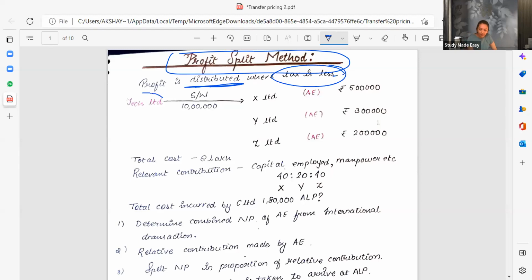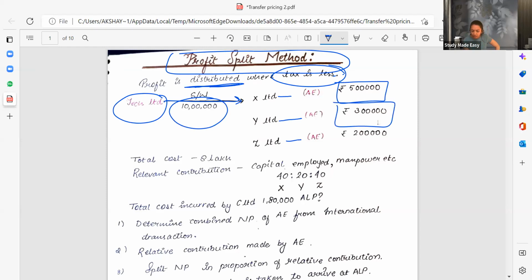Now this is Tech Limited, a company that manufactures what? Software. Software is manufactured by Tech Limited and overall sales price of the software is 10 lakh rupees. X Limited is an associate, Y is also associate, Z is also associate. That means they are all associates. They are just distributing the profit among themselves. 5 lakh, 3 lakh, 2 lakh. What have they distributed? They have distributed this revenue. 5 lakh, 3 lakh, 2 lakh revenue they have distributed.